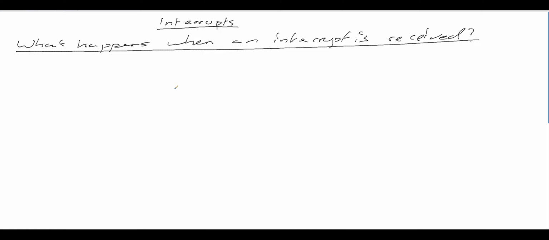Okay, so now I'm going to briefly talk about what happens when the CPU receives an interrupt. So there's three major points that you need to remember for this. So the first is that when a CPU receives an interrupt, the program which it's currently running is suspended, and the values of each register in the CPU and the program counter are put on the system stack.